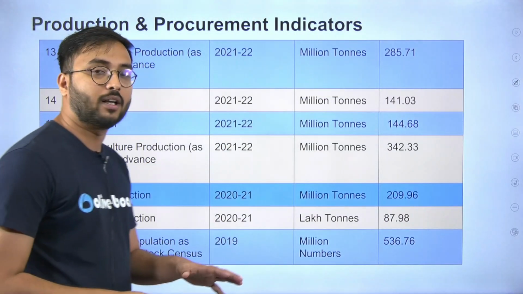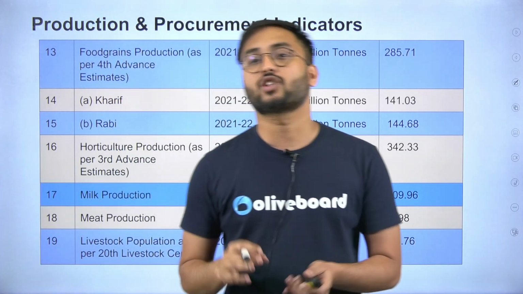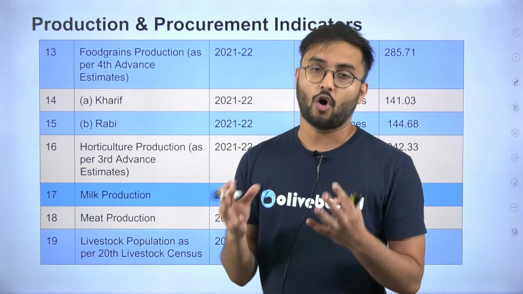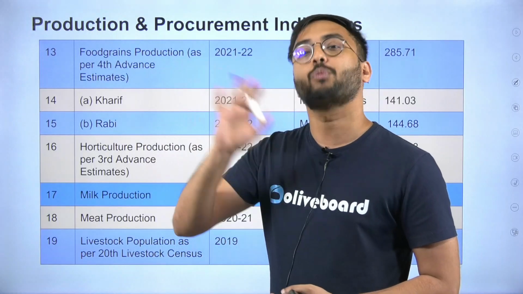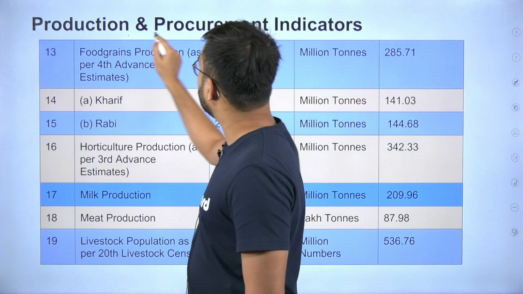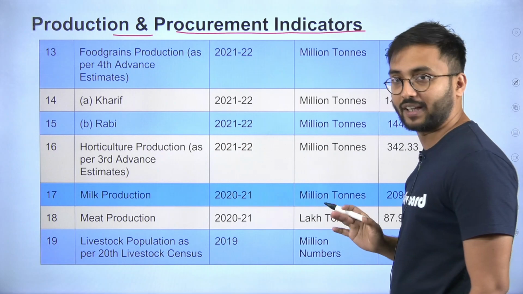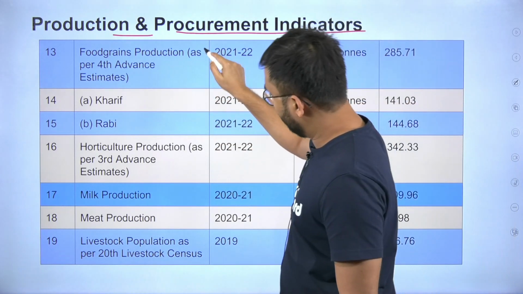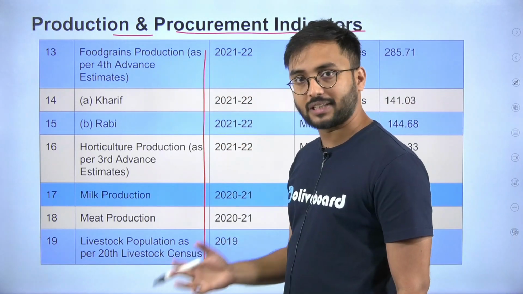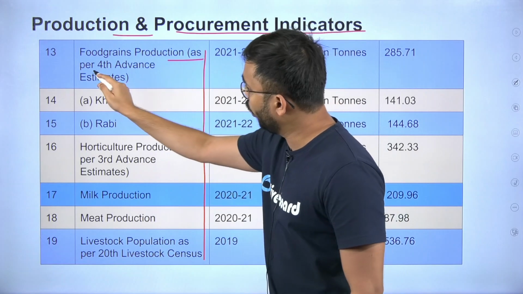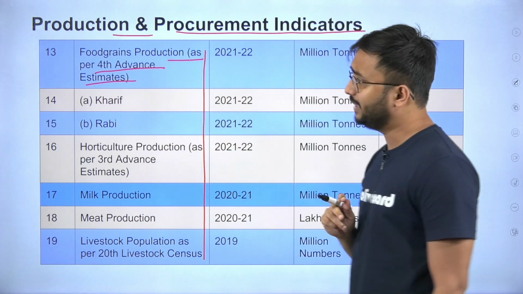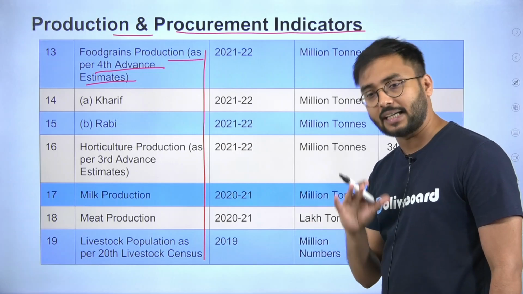Now, after understanding the basics related to resources of our Indian agriculture, let's move towards production as I promised. Production and procurement indicators of India. Here the data has been given, terms have been given, and also the source from which the data or the estimates have been taken is given.